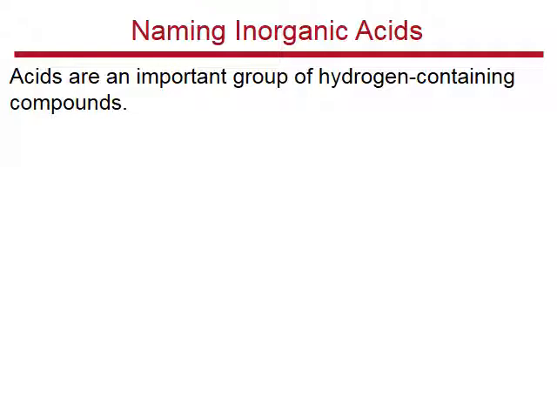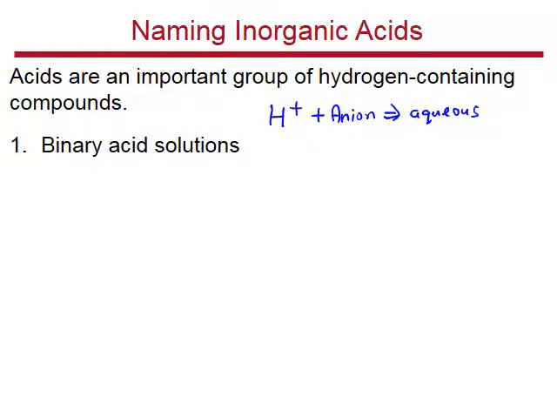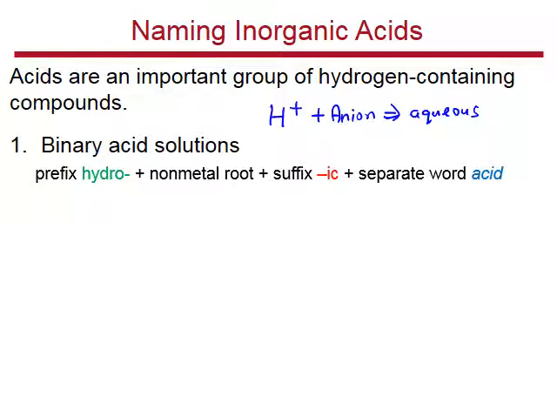For our present purpose, an acid is a molecular compound that yields a hydrogen ion and an anion, and when this acid dissolves in water, it forms an aqueous solution. There are two common types of acids. One is the binary acids. A binary acid solution forms when certain gaseous compounds dissolve in water. To name the binary acid, we start with the prefix hydro, followed by the non-metal root of an element, and end it with the suffix IC, plus a separate word acid for the compound.